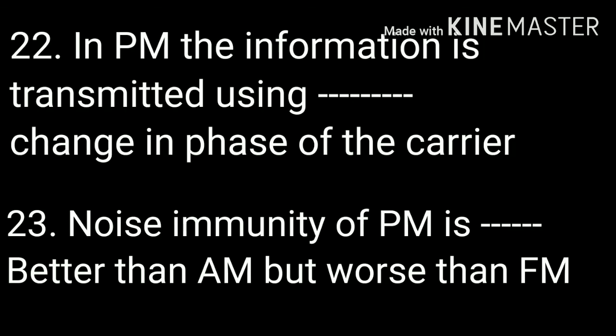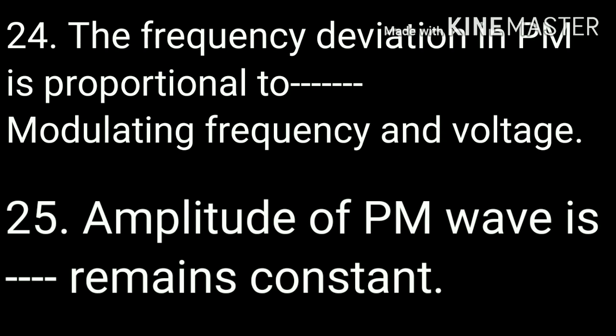Next bit, in PM, the information is transmitted using change in phase of the carrier. Next bit, noise immunity of phase modulation is better than AM but worse than frequency modulation. Next bit, the frequency deviation in phase modulation is proportional to modulating frequency and voltage. Next bit, the amplitude of a phase modulation wave remains constant.